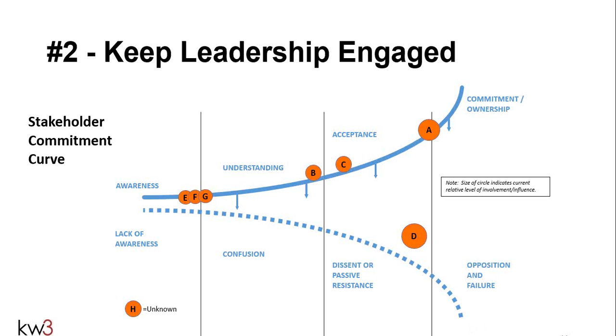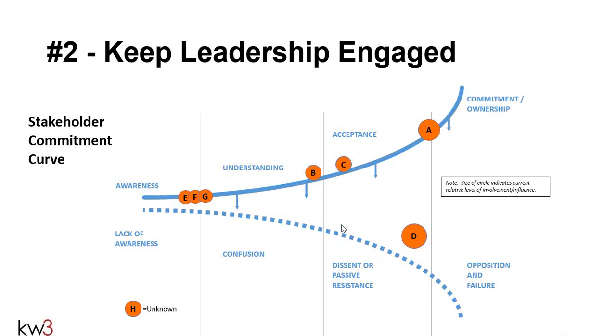Out of that conversation, what you're going to find is whether executive A is on the commitment ownership curve up here in the blue, or are they toward the opposition and failure? And that shows you clearly where each executive is. So what we normally do is meet with each executive, and the orange bubbles represent each executive, A, B, C, so you have here 7 to 8 executives. And you see in this example, most of the executives are on the upper curve for commitment and ownership.